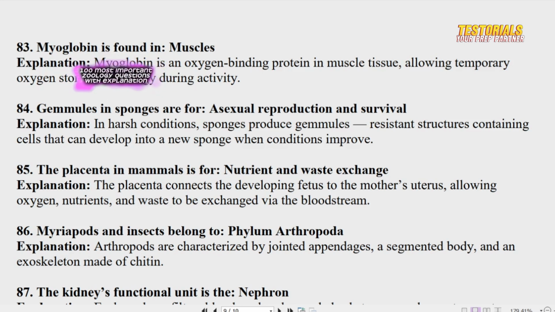84. Gemmules in sponges are for asexual reproduction and survival. Explanation: In harsh conditions, sponges produce gemmules, resistant structures containing cells that can develop into a new sponge when conditions improve. 85. The placenta in mammals is for nutrient and waste exchange. Explanation: The placenta connects a developing fetus to the mother's uterus, allowing oxygen, nutrients, and waste to be exchanged via the bloodstream.